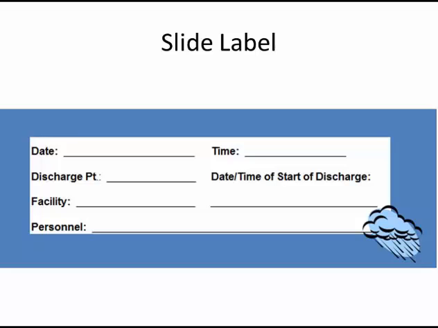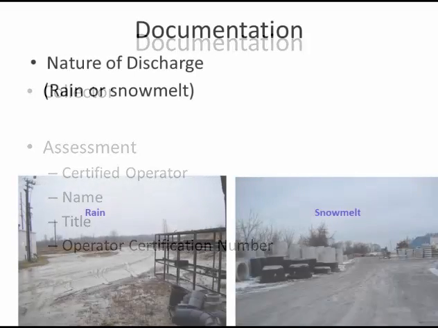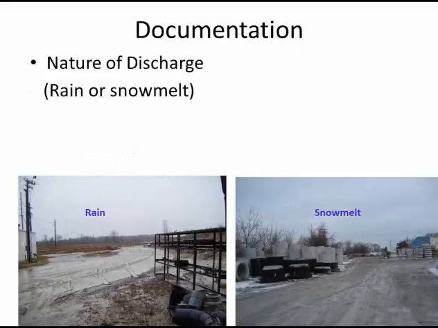Include the name of the certified operator or other trained personnel who collected the sample. The personnel collecting the sample and the certified operator who conducted the visual assessment of the stormwater sample must be included on the report form. The certified operator must review and sign the report form after visually assessing the sample collected during the discharge event. Be sure to include the nature of the storm event in the report.